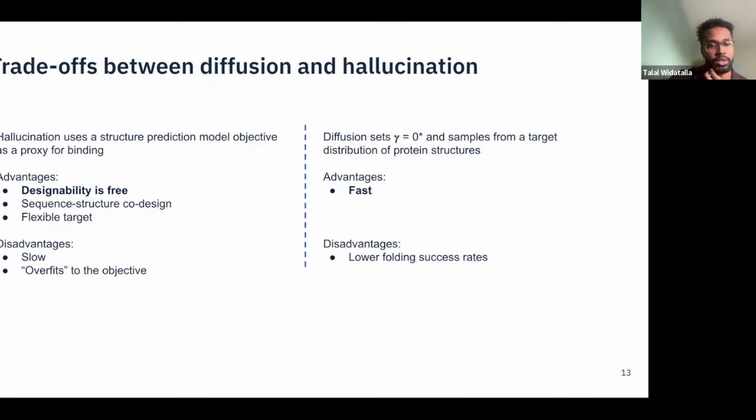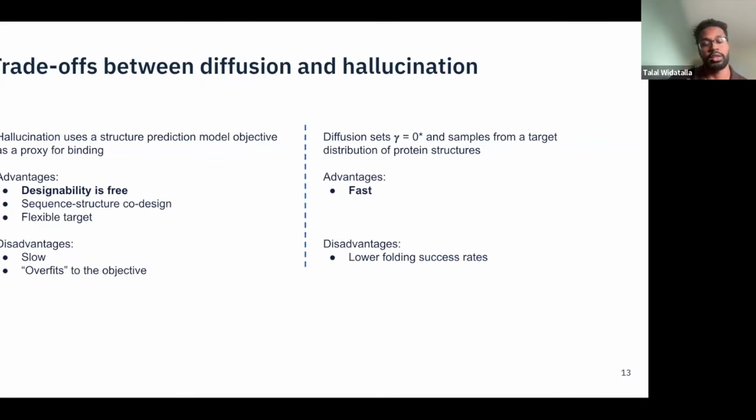Is the predicted structure going to recapitulate the initial backbone? Or for a sequence, is the sequence designable? Will AlphaFold predict the sequence with high confidence? And since we're explicitly optimizing for AlphaFold confidence, we sort of get designability for free. In some way, this is sequence-structure co-design since we're updating the sequence based off of the predicted structure.